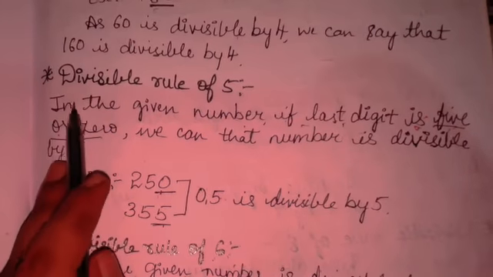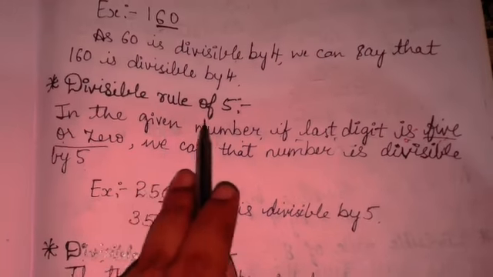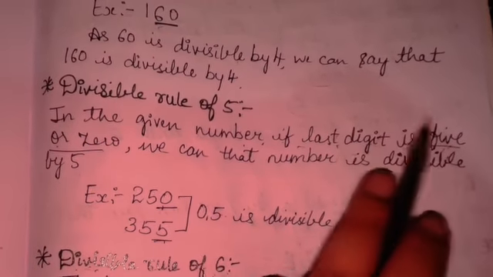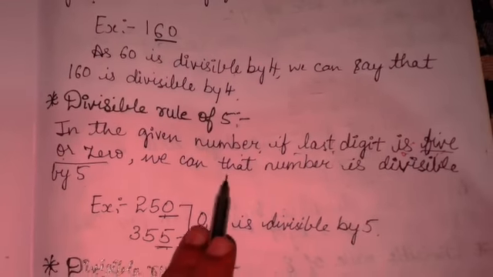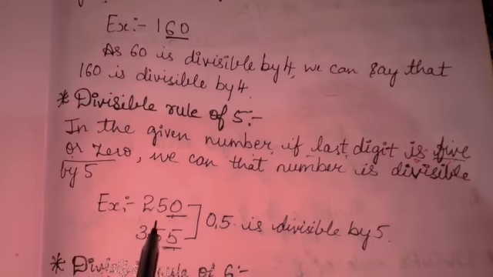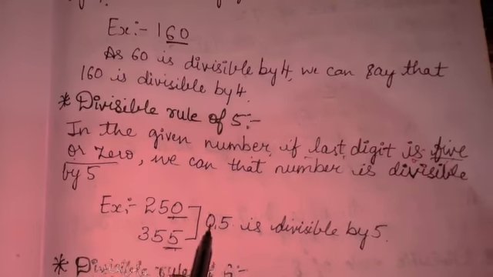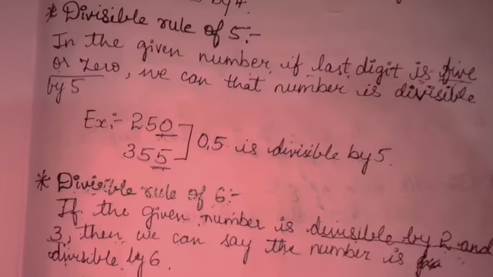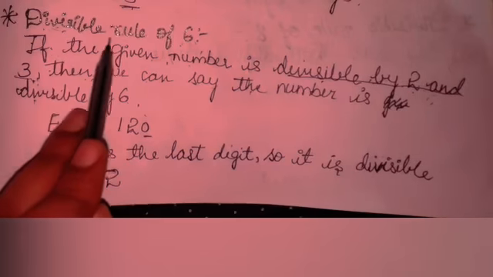Next is the divisibility rule of 5. In the given number, if the last digit is 5 or 0, we can say that the number is divisible by 5. Examples: 250, 350. Numbers ending in 0 or 5 are divisible by 5.